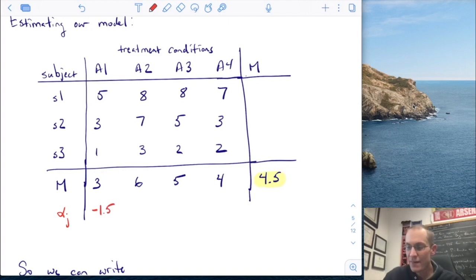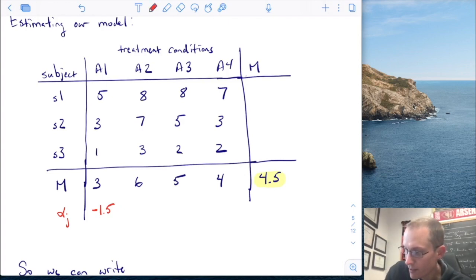What does that mean? That means to get this condition mean, you have to start with the grand mean and subtract 1.5. So the treatment effect is what you have to change the grand mean by to get the individual treatment mean. So we can do the same thing for all four of these.